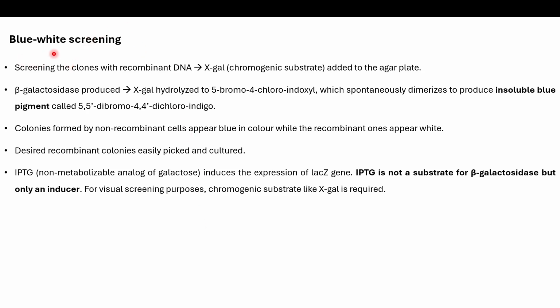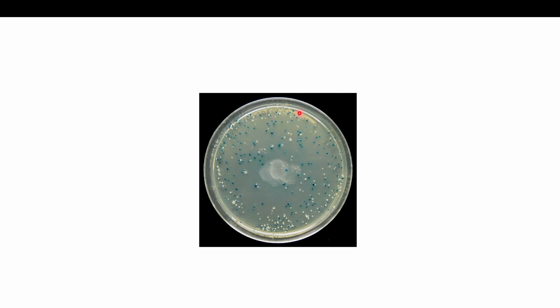Okay. We again looked at blue-white screening, where this chromogenic substrate X-gal is used and beta galactosidase acts on it to produce an insoluble blue pigment, a precipitate, which can be used to differentiate between recombinant and non-recombinant clones. Okay, this is how it looks on a plate. The blue colonies are the ones which do not have the recombinant DNA, but the white colonies are the ones which have been able to take up the DNA.